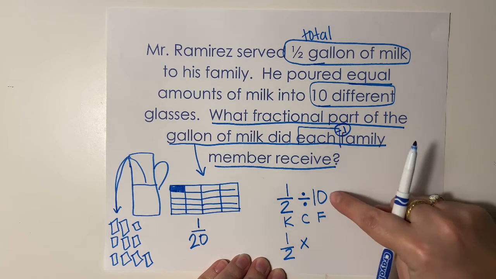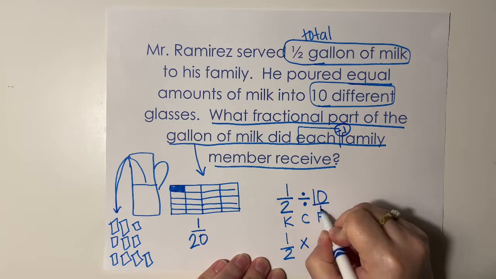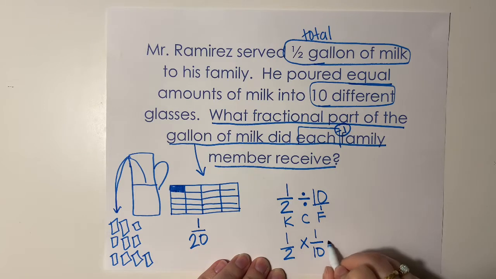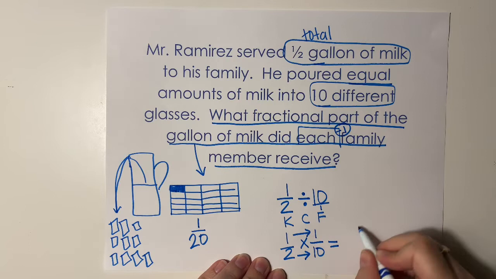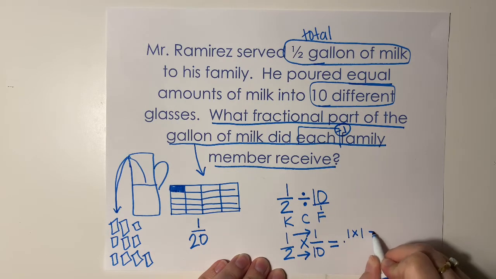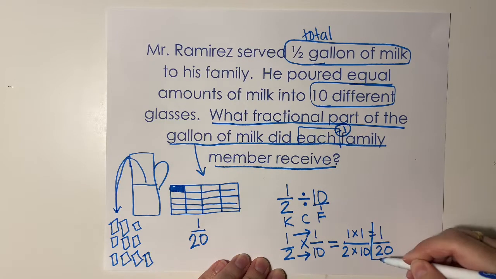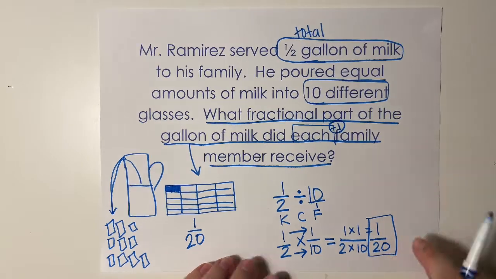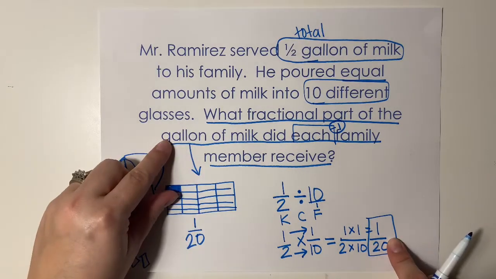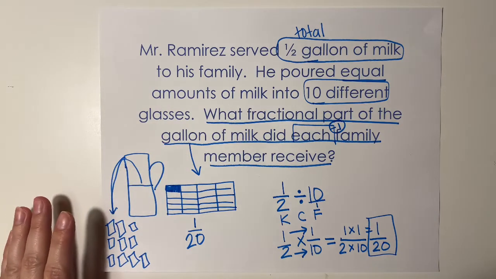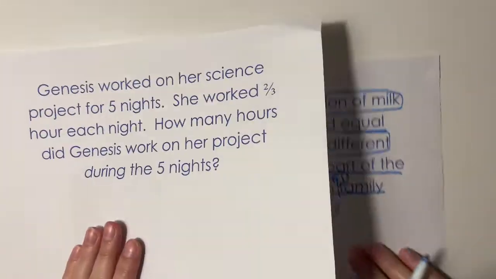But, ooh, wait a minute. To make a whole number, remember, we put it over 1. So now I'm going to flip it and get 1/10. And then when we multiply, we multiply across. So we have 1 times 1. And we have 2 times 10 equals 20. So I get 1, whoopsies, 20th. Also the same thing. So what fractional part of the milk did each family get? They received 1/20th. All right, let's look at one last one. Doing great.